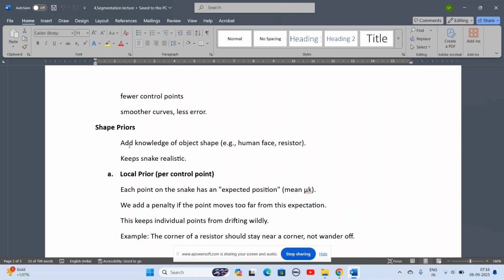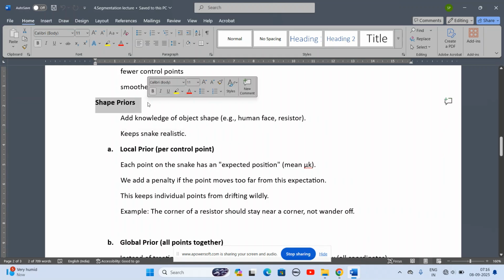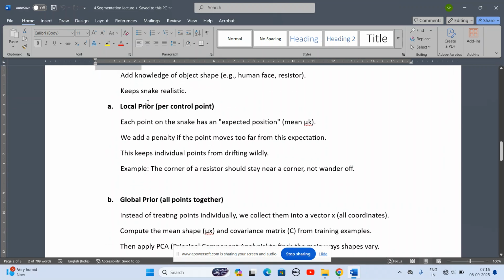Similarly, if you feed it a car, it will have so-and-so shape. The computer will have a certain knowledge of the car already. So if you label it, if you provide the knowledge of the object shape, then the curve or segmentation may be realistic. That is known as a prior. We are already providing pre-fed knowledge into the system.